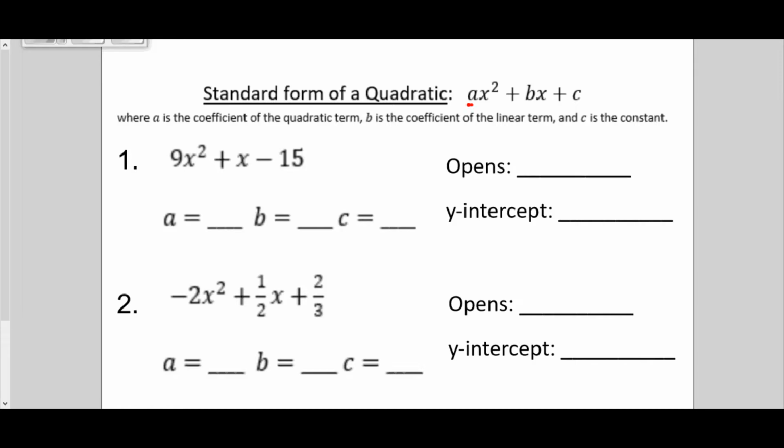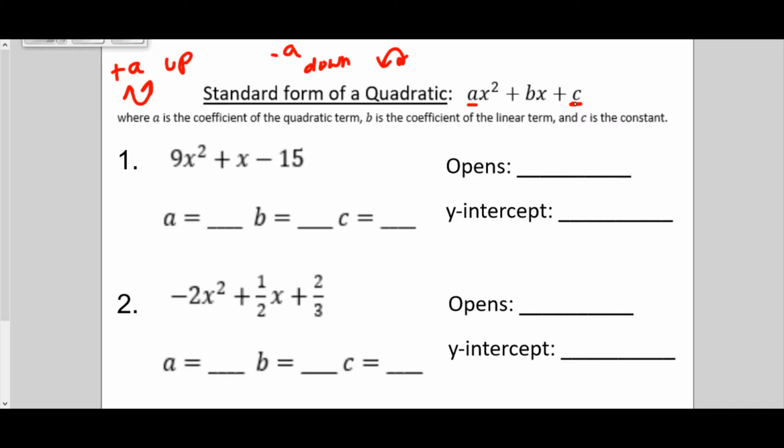So when we're in standard form, the leading coefficient is a. If a is positive, so plus a, means the graph opens up. So it's going to do something like this. If a is negative, so negative a, means the graph opens down. So it's going to do something like this. So the a value, that number that's in front of x squared, is going to tell you which way your graph opens. Then we have our x term and then our constant term c.